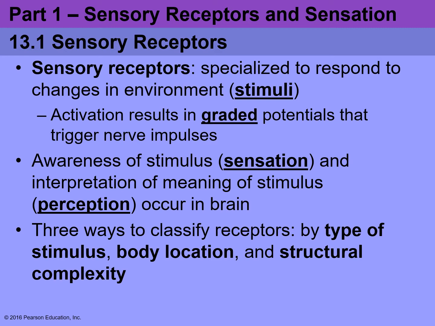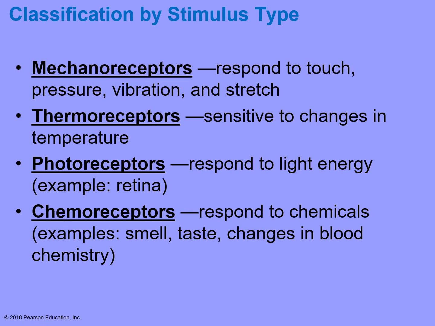There's a difference between sensation and perception. Sensation is awareness of a stimulus, and then perception is the interpretation of what does that stimulus mean? And that's going to occur in the brain. As always, there's lots of different ways that we can classify the receptors. They can be classified by the type of stimulus, by the body location, and by the structure of it.